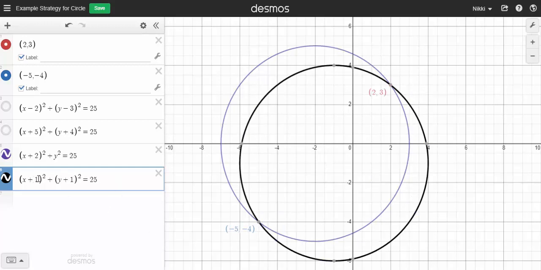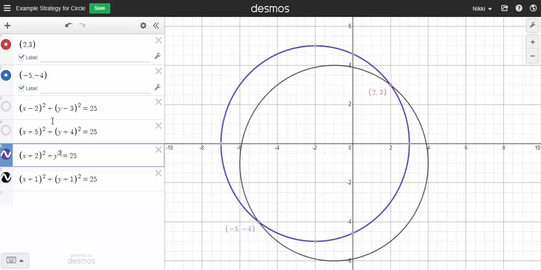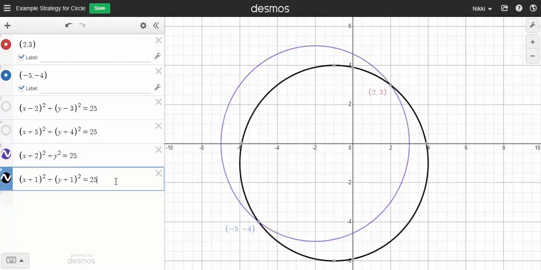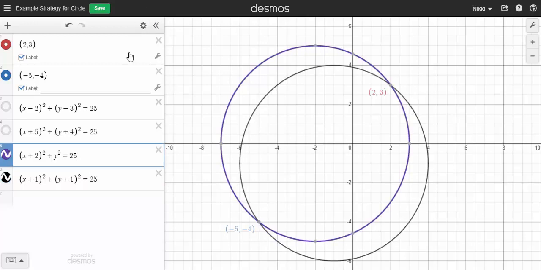And this was using the two centers that were possible from my strategy on number 3 and 4. So number 3 and 4 here were not the answers, but they helped me find possible centers. What this tells me is I just found two circles, meaning the answer is not unique. There were two possible answers. I found two different circles which both intersect the points (2, 3) and (-5, -4). They do have different centers, but both have a radius of 5.